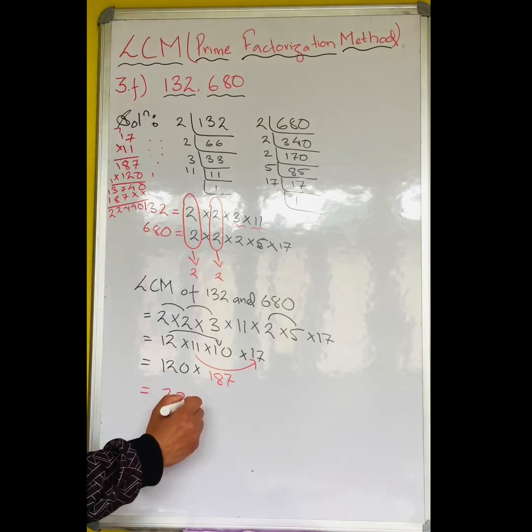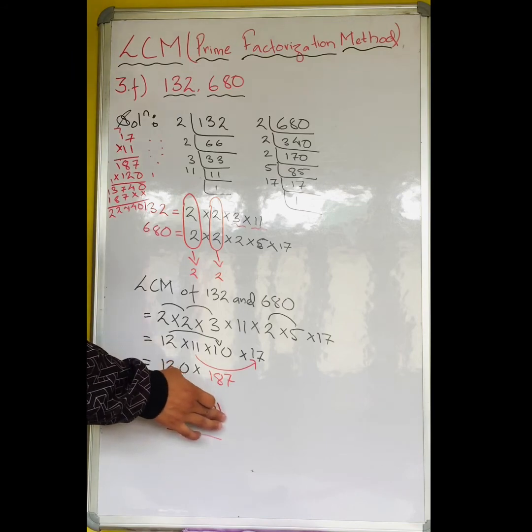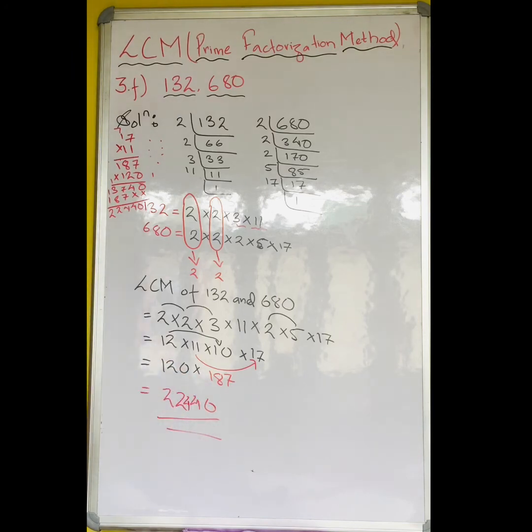2 2s are 4, 0, 1. Okay, so 4 4 sorry, 4 4 0, not 1 0. So this is your answer. So this is how you find the LCM using the prime factorization method.